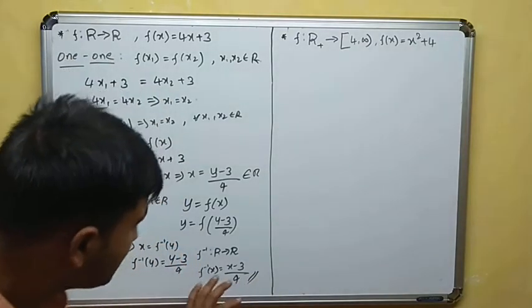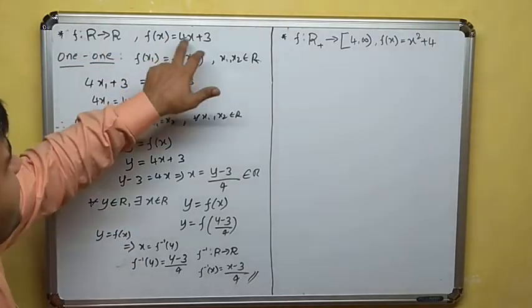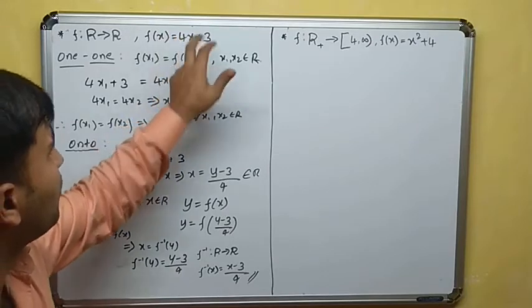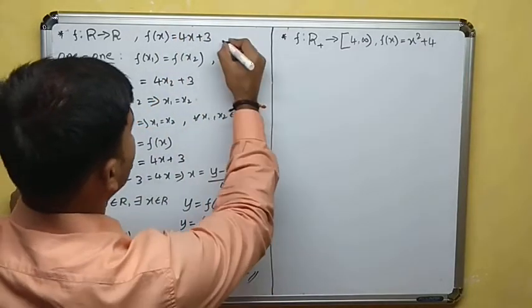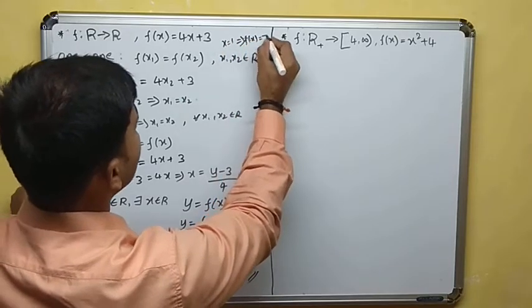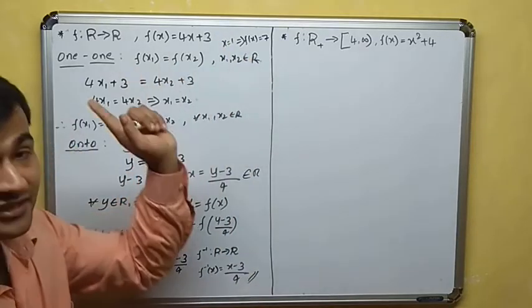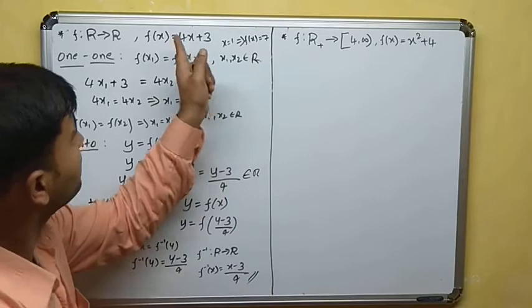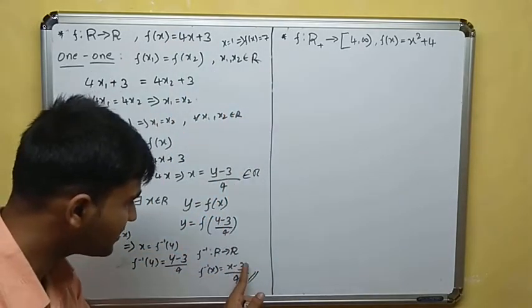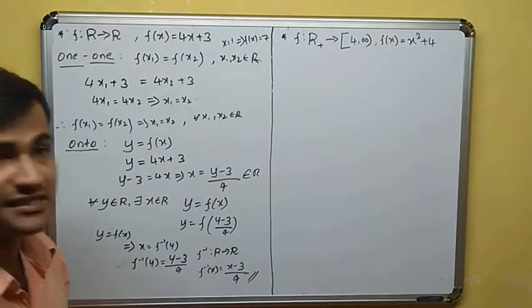Immediately after finding this value, you can verify your result. In this function, you can substitute x is equal to 1. If you substitute x is equal to 1, f of x is equal to 7. If you substitute 7 here, you should get 1. That is the definition of the inverse function. So 1 connects to 7, and inverse of 7 must be connected to 1. 7 minus 3 is 4. 4 divided by 4 is 1. You can verify your answer.